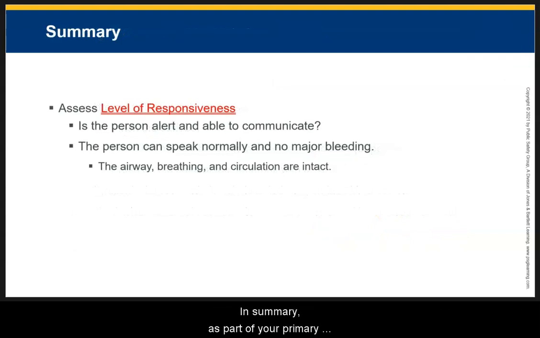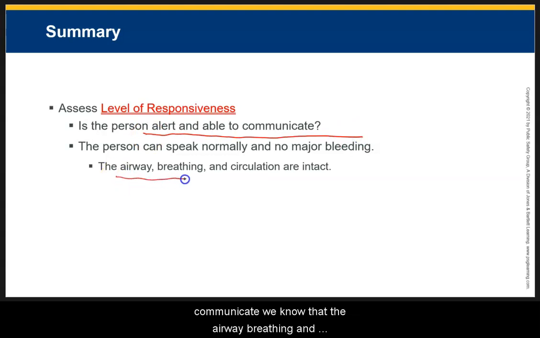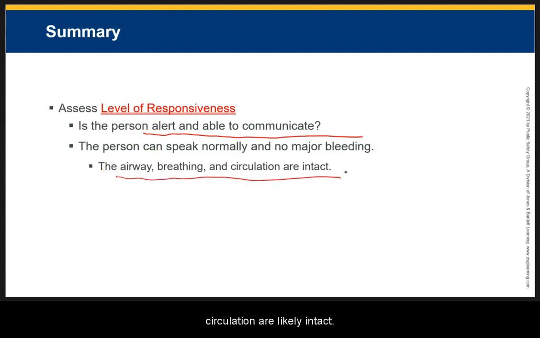In summary, as part of your primary assessment, it's important to assess the level of responsiveness. If a person is alert and able to communicate, we know that the airway, breathing, and circulation are likely intact.